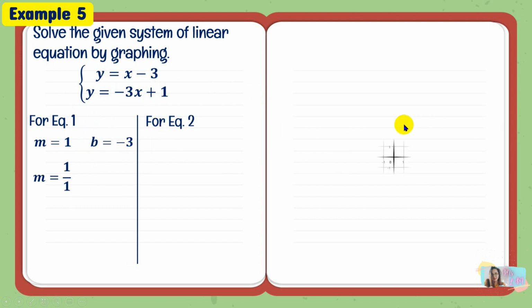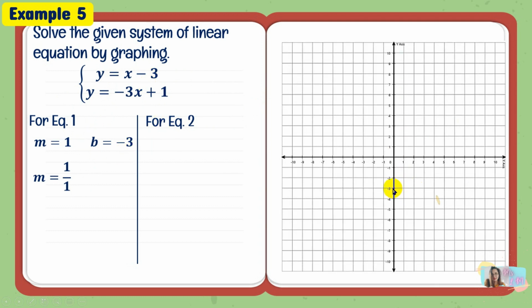And negative 3 is the first point that we have to plot. Nandito siya sa baba. And then, 1 over 1, that means 1 rise, 1 run. Ang run natin is to the right kasi po ay positive yung slope. So, dyan tayo magpa-plot ng ating second point. Dalawa na yung point natin. We can draw the straight line passing through these 2 points.